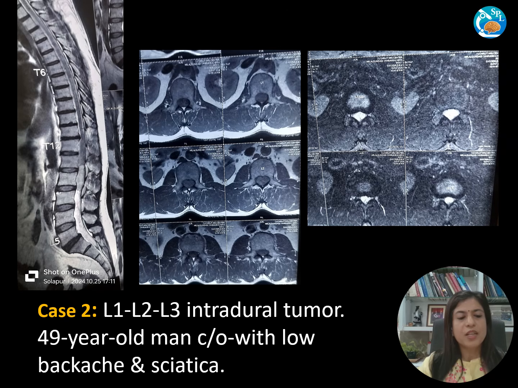MRI of the second patient revealed a well-defined, homogeneously enhancing intradural lesion measuring about 48 x 14 x 18 mm at L1-L2 level, just below the level of the conus. Multiple flow voids are seen adjacent to the lesion and it appeared hyperintense on T2 weighted images. There is mild extension of the lesion along the L2-L3 neural foramina on the left side.